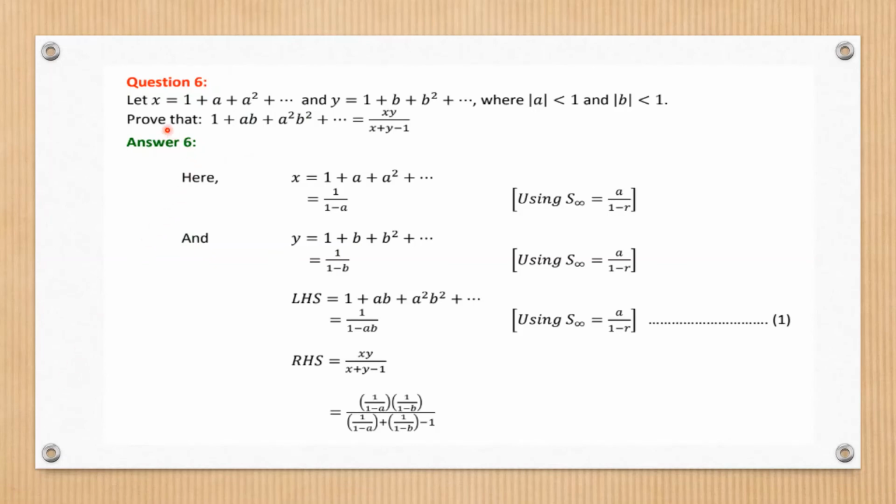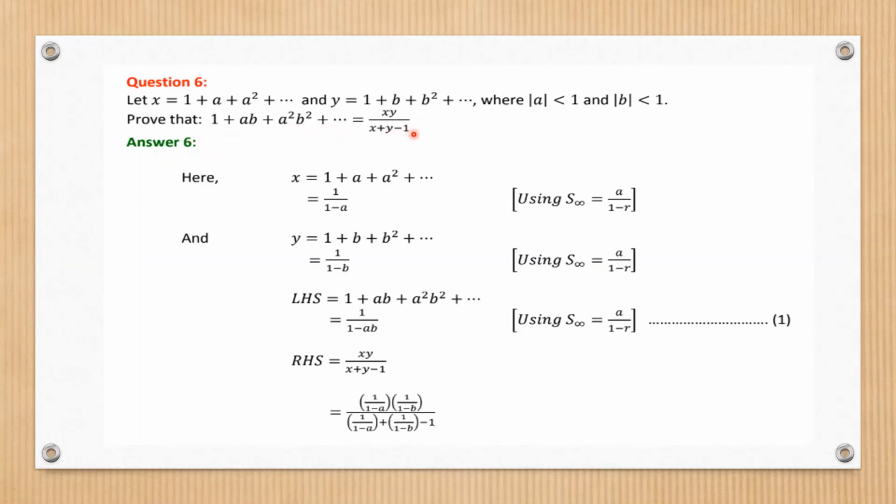Question number 6. Let x is equal to 1 plus a square plus and so on, y is equal to 1 plus b square plus and so on, where mod a is less than 1, mod b is less than 1. You have to prove that 1 plus ab plus a square b square plus and so on is equal to xy upon x plus y minus 1.